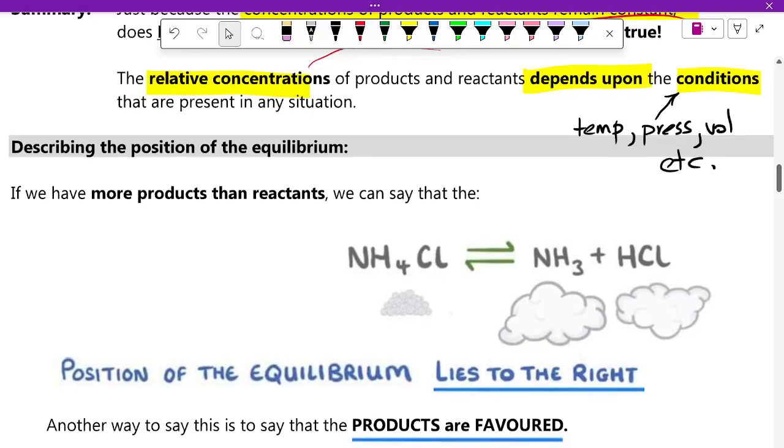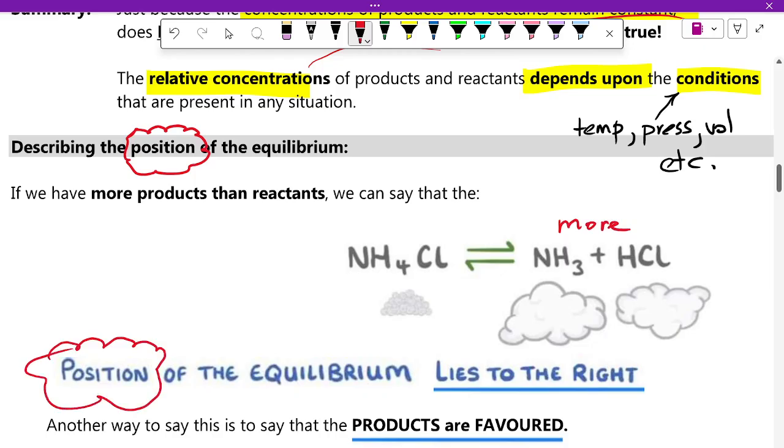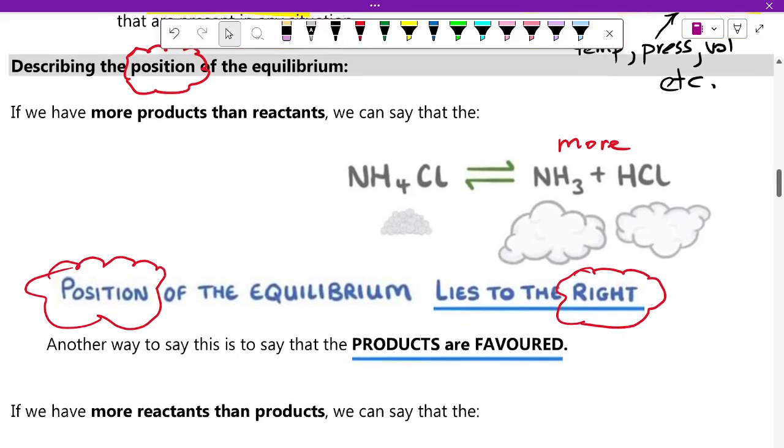If we have a situation, and here we're going to be describing the position of the equilibrium. If we have more products than reactants, we say the position of the equilibrium lies to the right, because we got more stuff on the right of the equation, okay? There's another way of saying this. We can say that the products are favored at equilibrium.